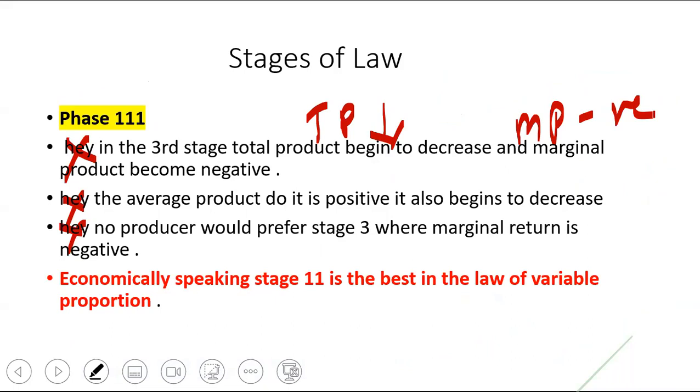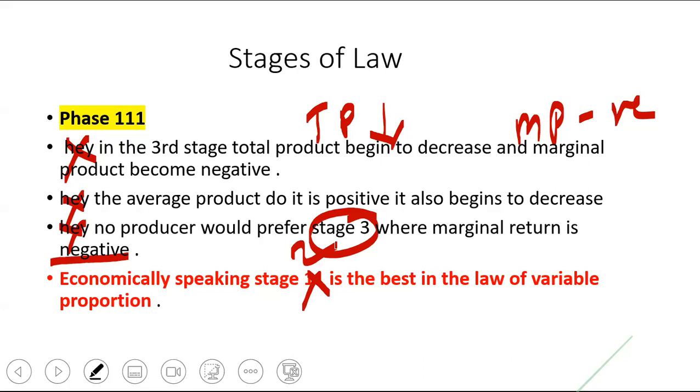No producer will go for stage 3 where the marginal product is negative. Economically speaking, stage 2 is the best in the law of variable proportion.